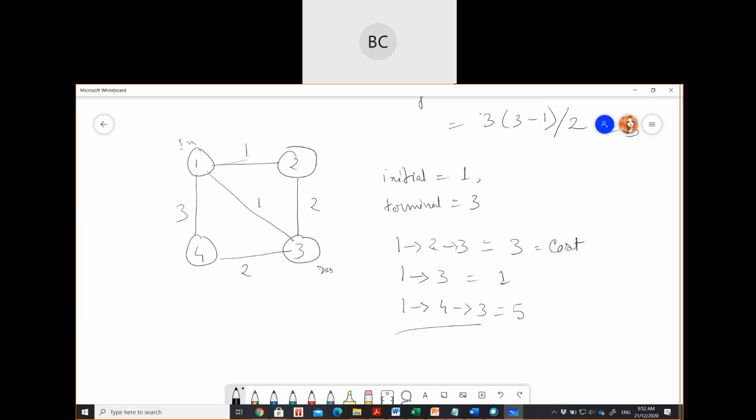This one is the lowest cost. So in future, okay, Deepashi didn't understand. This is your weighted graph. Weighted graph means what? Every edge will have a particular cost or a value. It will have a value or a cost.